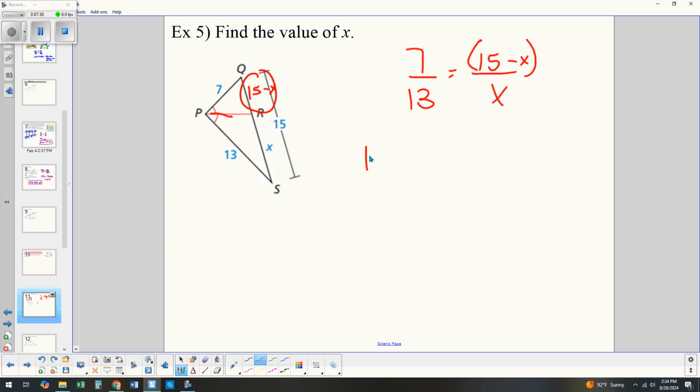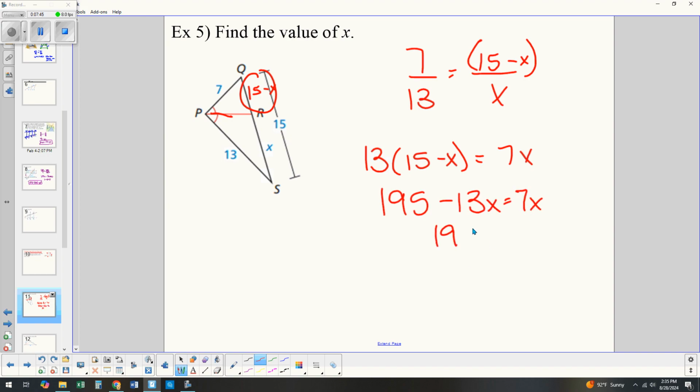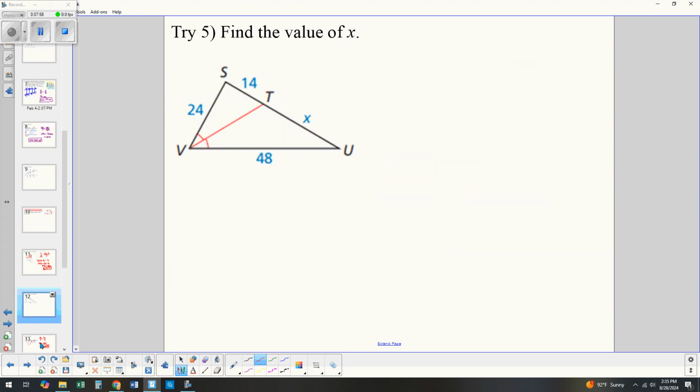So I'm going to do 13 times all of 15 minus x equals 7 times x. So that's going to be 195 minus 13x equals 7x. 195 equals 20x. And when I divide by 20, x is 9.75. So this is the last problem. Try it if you'd like. The answers are posted online. But that is the end of section 8.4.